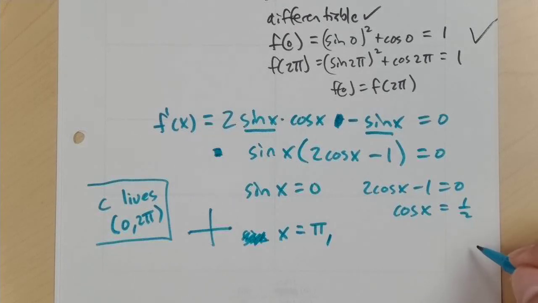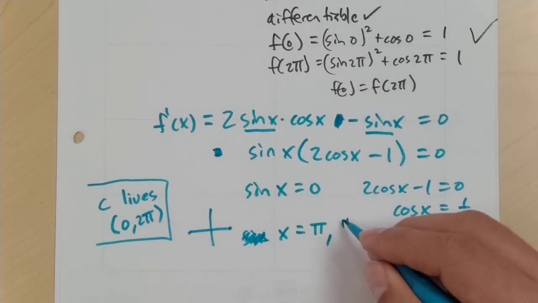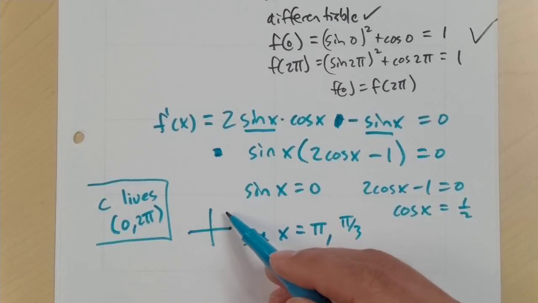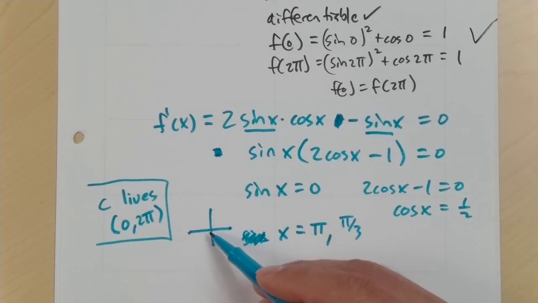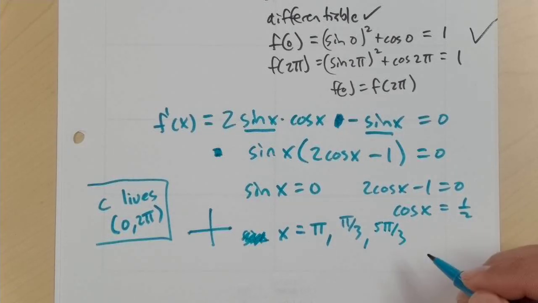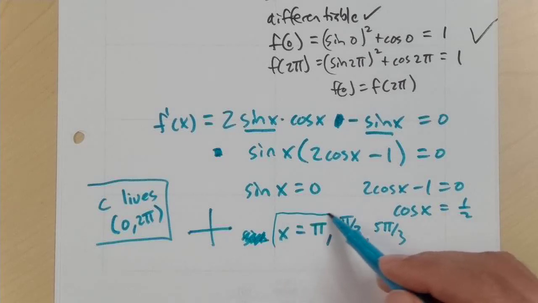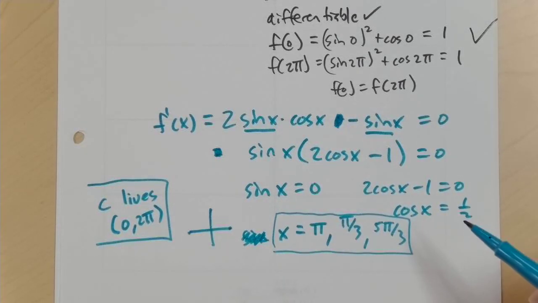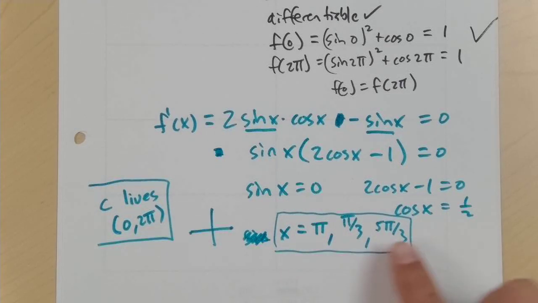Now over here, cosine of x equals 1/2. So we could have, what is that, pi over 3, in the first quadrant, and then we also want the fourth quadrant partner. That'll be 5 pi over 3. Okay, and so those would be the values guaranteed by Rolle's theorem where the derivative is 0. Now, are there more? Yeah, but just in the open interval from 0 to 2 pi, this is it. So these are the only ones that we can report by Rolle's theorem.